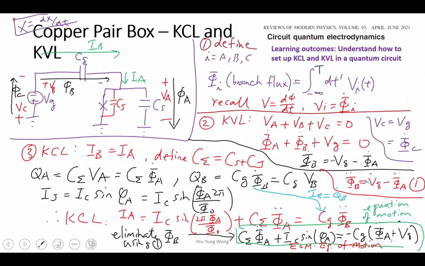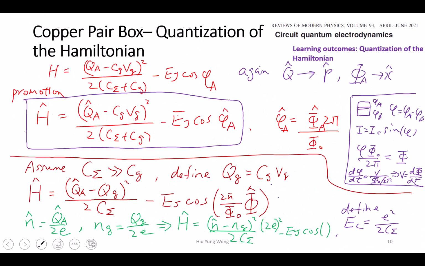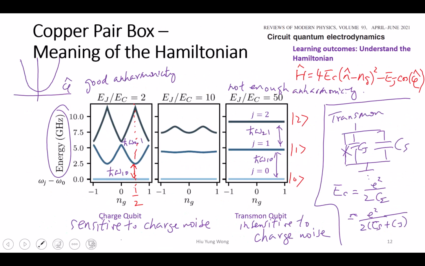Just go back to this circuit one more time. The EC is the charging energy due to these two capacitors, CS plus CJ. CS plus CJ is what? C summation. And that's how we define the charging energy, e squared divided by 2 C summation, right? So if I have a large CS, then the charging energy is going to be small. If I increase this one, this is going to be small. So if this is small, then EJ divided by EC is going to be large. Then I form a transmon qubit, which is insensitive to the charge noise.